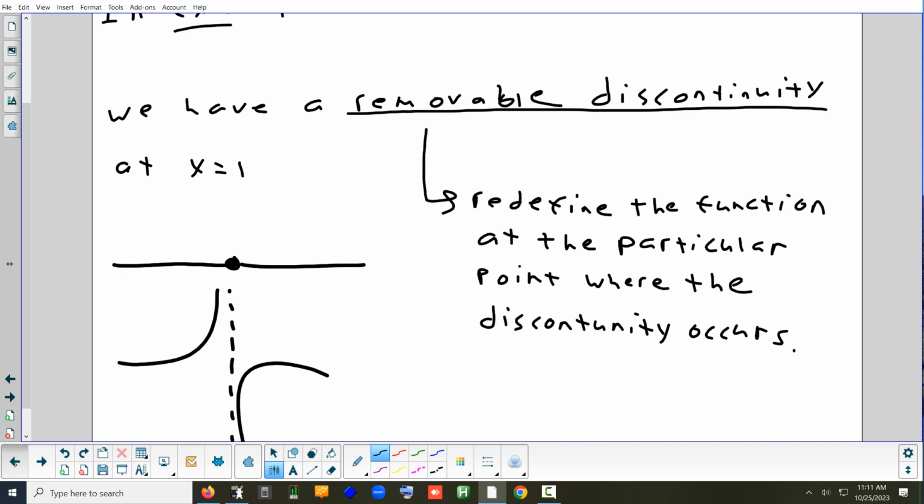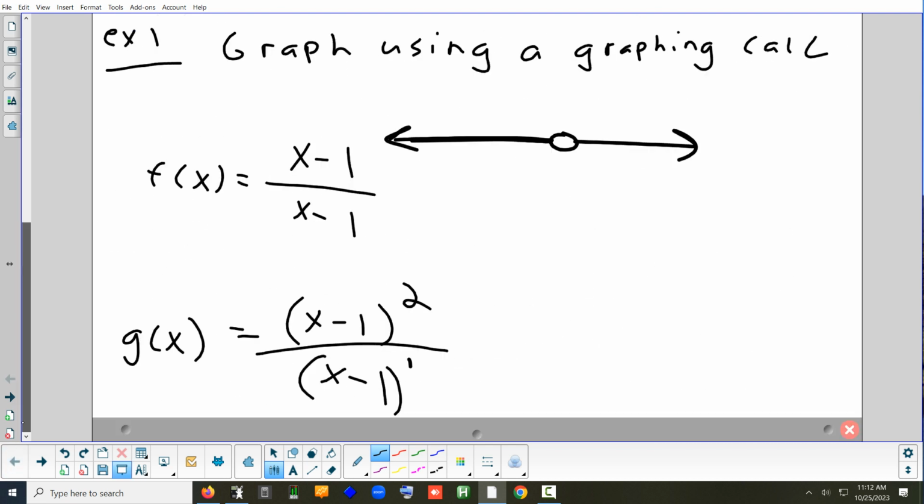you've got a function that has a hole in it. Let's go back to this one. Let's look at the first one.